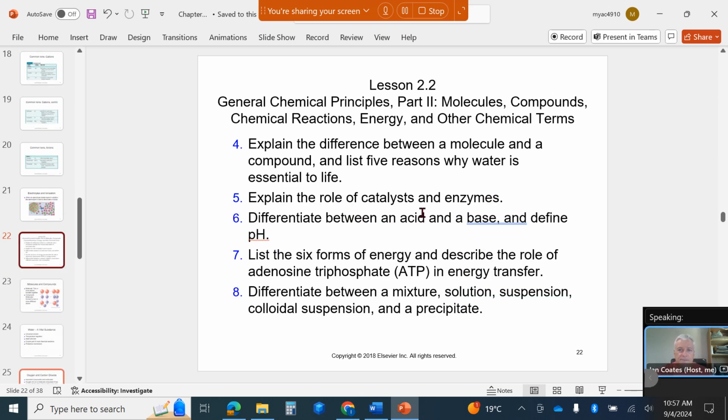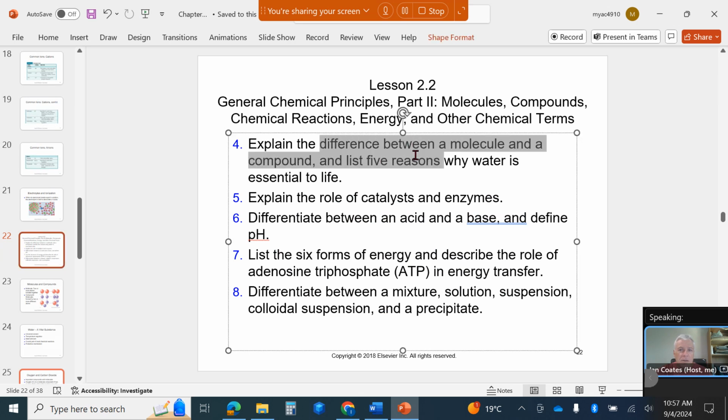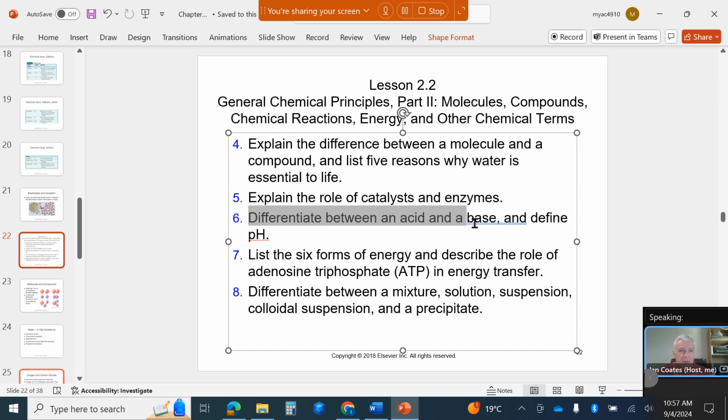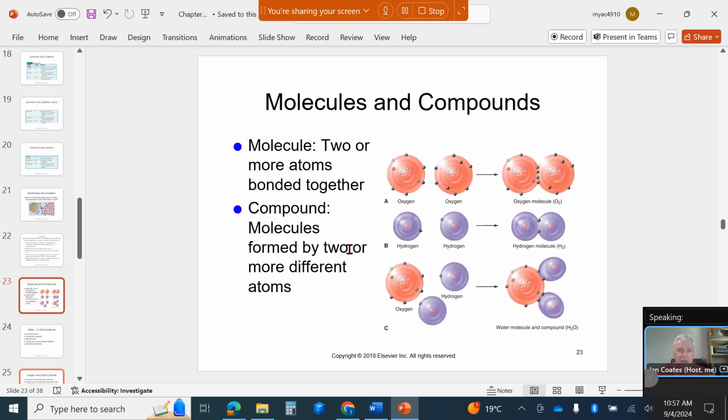Moving on here, we're going to talk about the differences between a molecule and a compound. We're going to talk about the role of a catalyst and an enzyme, the whole idea there. We're going to differentiate between acids and bases. We're going to look at a little bit of pH. We're going to look at ATP minimally, and mixtures, solutions, suspensions, the precipitate, colloidal, all this kind of stuff. Let's go. So, molecules and compounds.